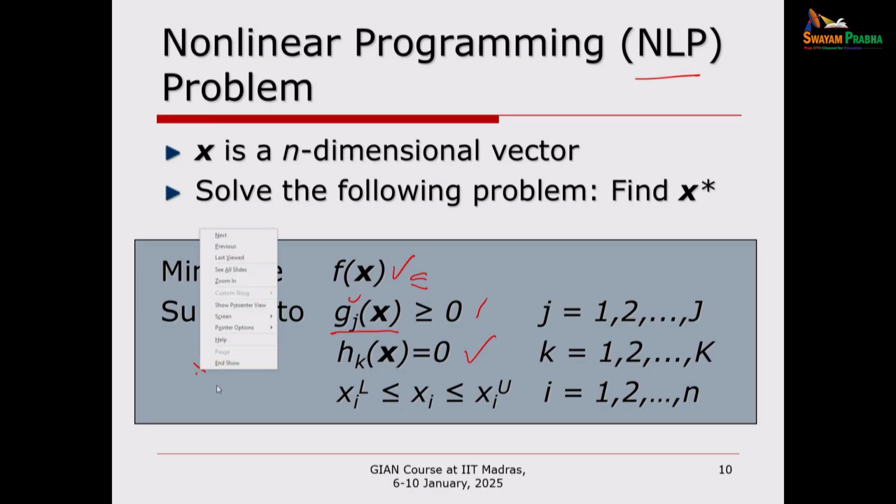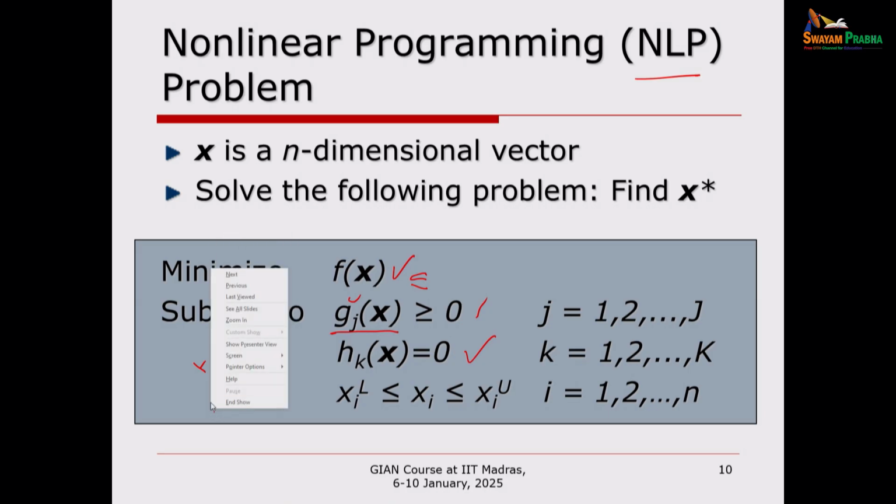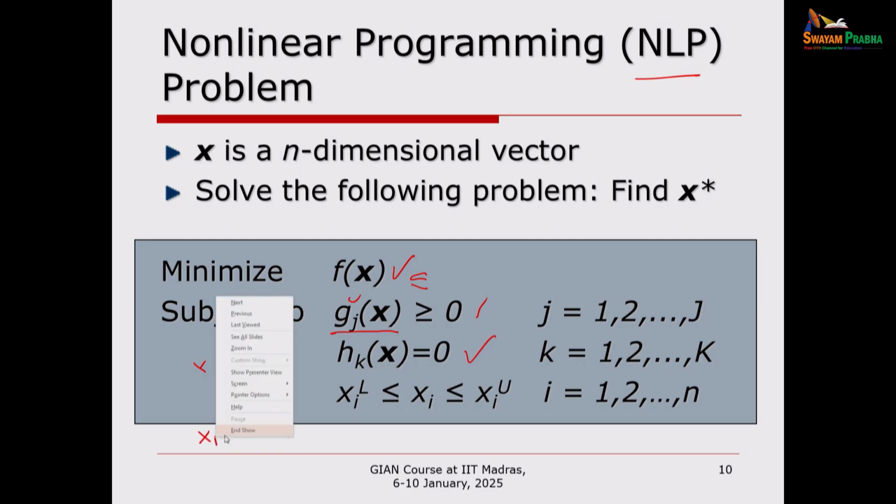Because if this constraint says x1, somehow this is very sensitive. Let me see how to do this. x1 plus x2, am I pressing it or what? Yeah, maybe this is how to do it.